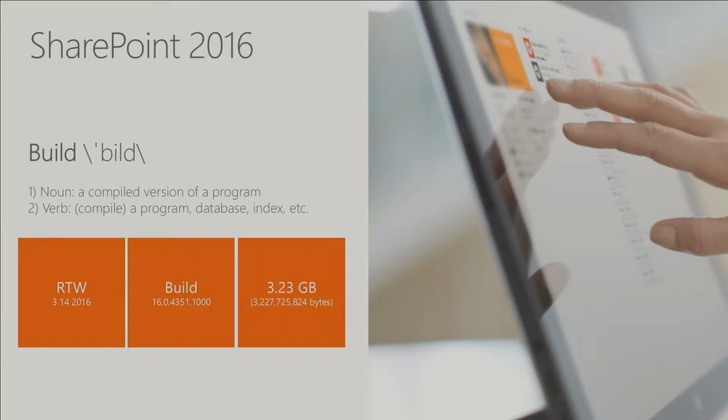Now, actually, what this slide is we released to web SharePoint Server 2016 on March 14th of 2016. That's what you previously knew as RTM. RTM was released to manufacturing, but we don't stamp DVDs anymore, so RTW is the acronym we use in its place. The build number is 4351.1000, so that's an easy way to tell if you're an RTM release of SharePoint Server 2016. And then the size of it actually matters, 3.23 gigabytes. And keep that in the back of your head as we talk about updates and some of the different strategies that we've used.